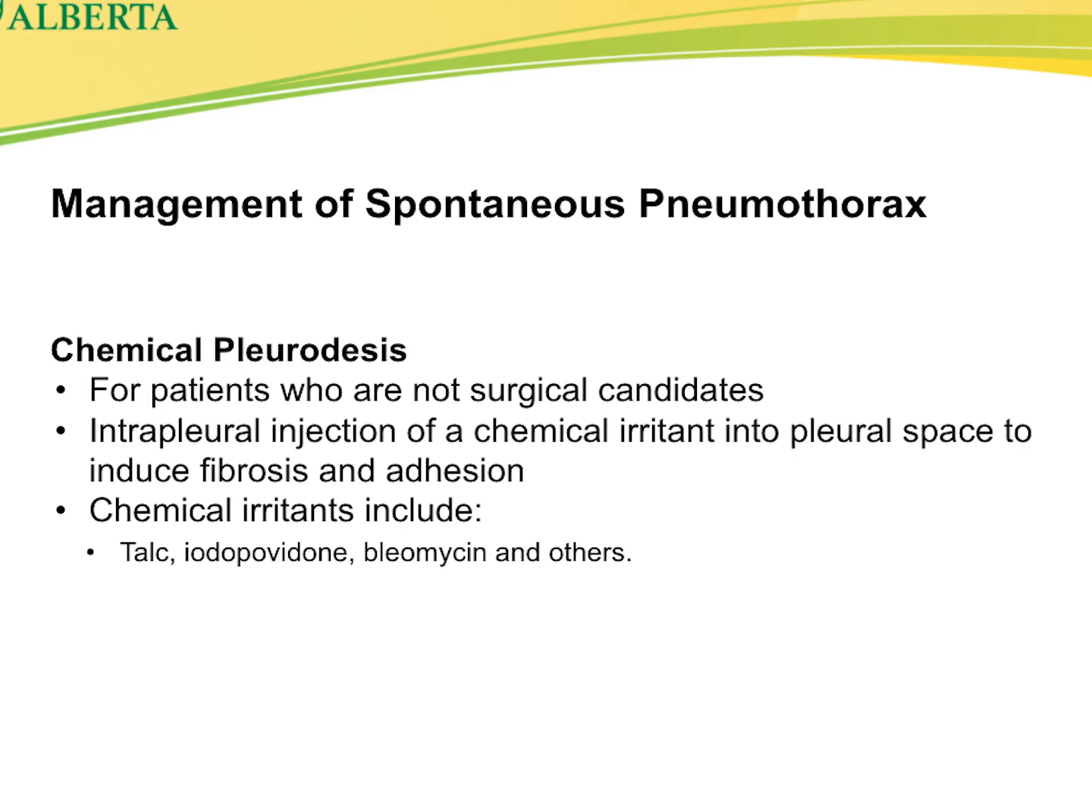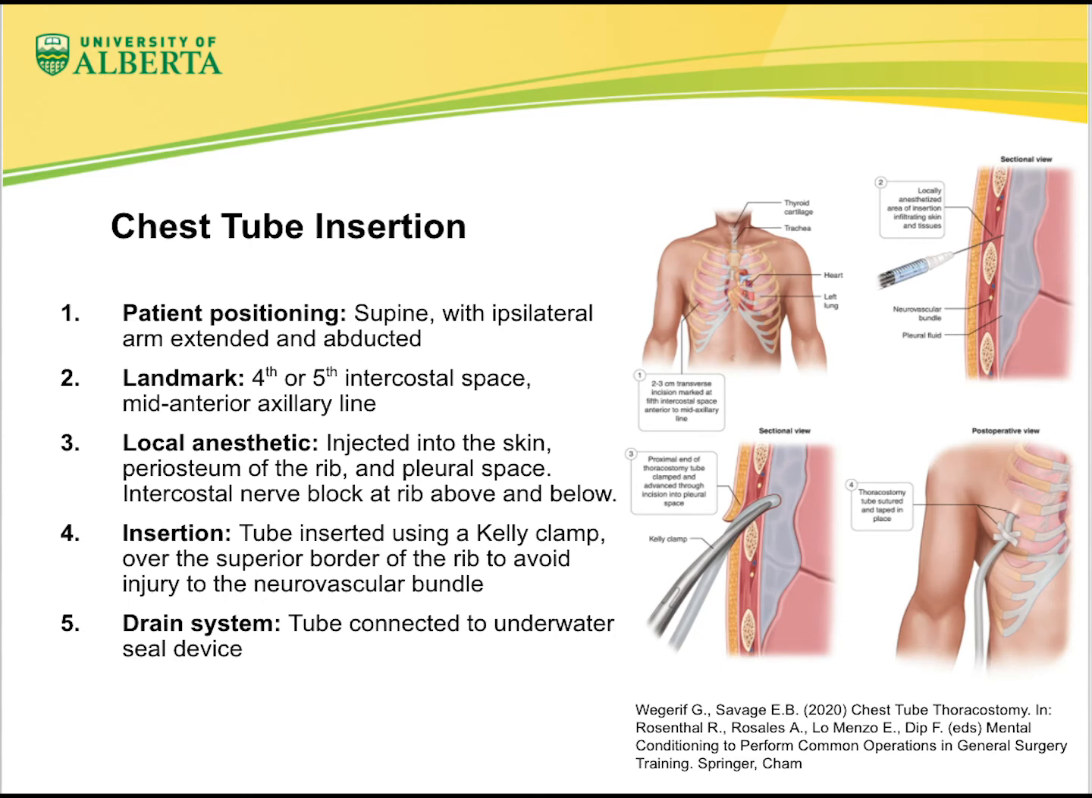Numerous chemical irritants have been used to induce pleurodesis, such as talc, tetracycline, doxycycline, iodopovidone, bleomycin, erythromycin, fluorouracil, autologous blood, doxorubicin, and others. Finally, we will discuss the steps involved in inserting a chest tube.